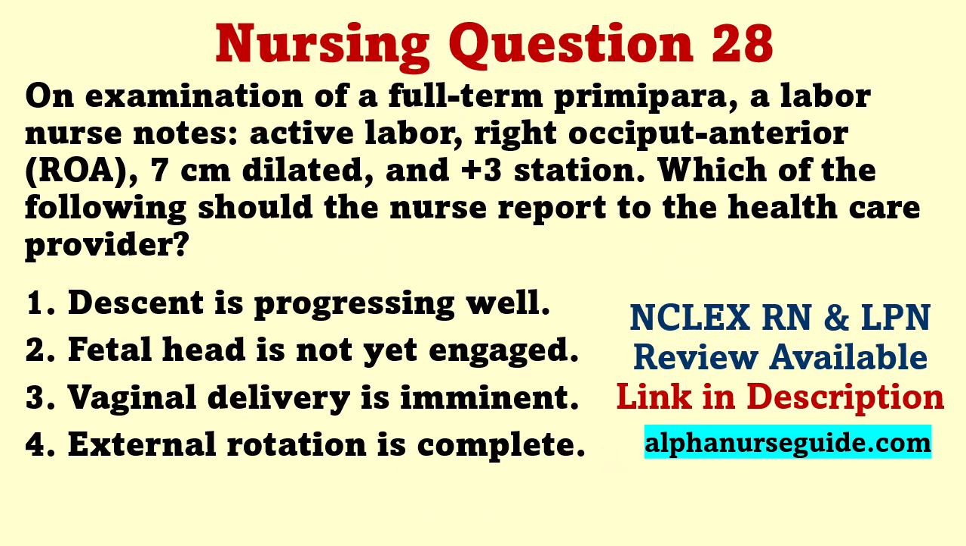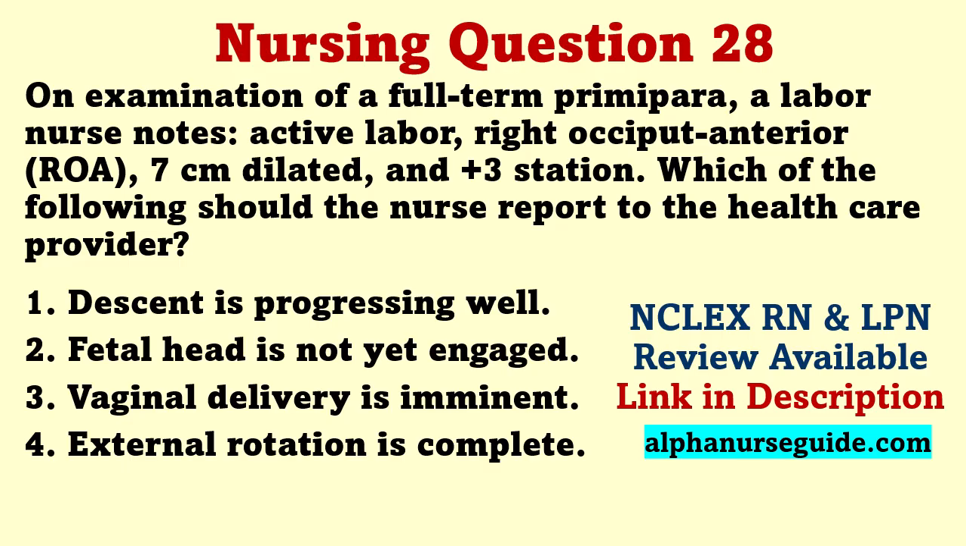On examination of a full-term primipara, a labor nurse notes: active labor, right occiput anterior, 7 centimeters dilated, and plus 3 station. Which of the following should the nurse report to the healthcare provider? 1. Descent is progressing well. 2. Fetal head is not yet engaged. 3. Vaginal delivery is imminent. 4. External rotation is complete. The correct answer is 1.